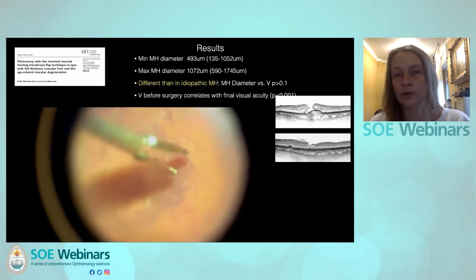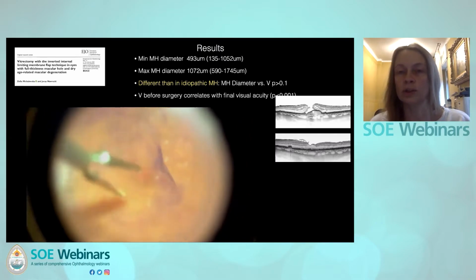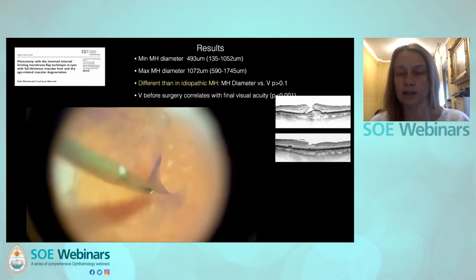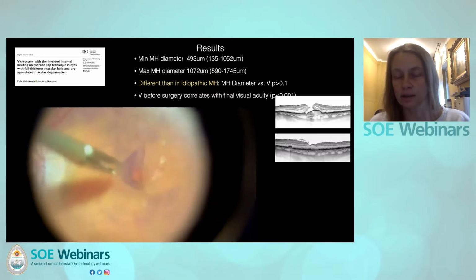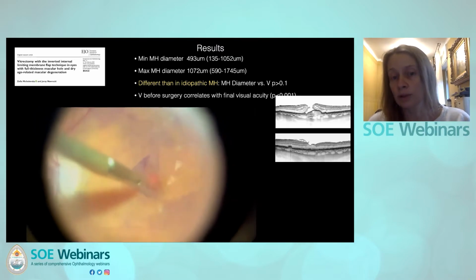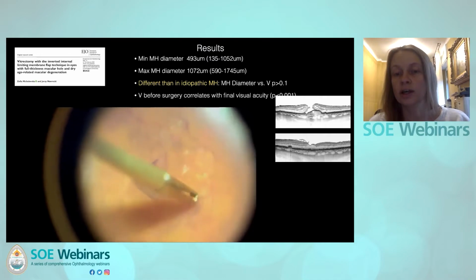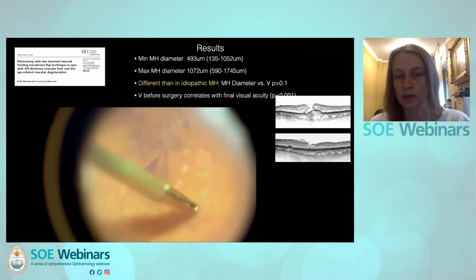But what is important, there is no significant correlation between the macular hole diameter and final visual acuity, and that is different than in idiopathic cases. Probably because the underlying disease, age-related macular degeneration, influences also the final visual acuity.